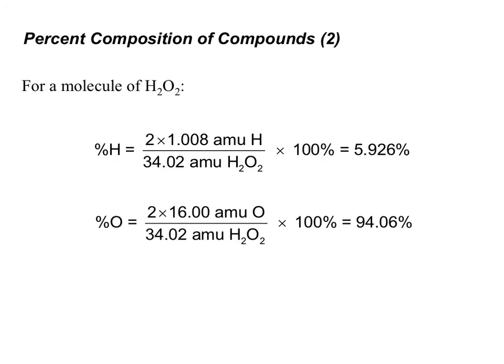So for example, with hydrogen peroxide, the percentage of hydrogen is 2 times the mass of hydrogen divided by the total molecular weight of hydrogen peroxide, times 100. And we'll notice that hydrogen is only 5.926% of the mass, whilst oxygen is 94.06% of the mass. If you're wondering why it doesn't add up to 100, that comes down to rounding and the fact that we are using average masses.